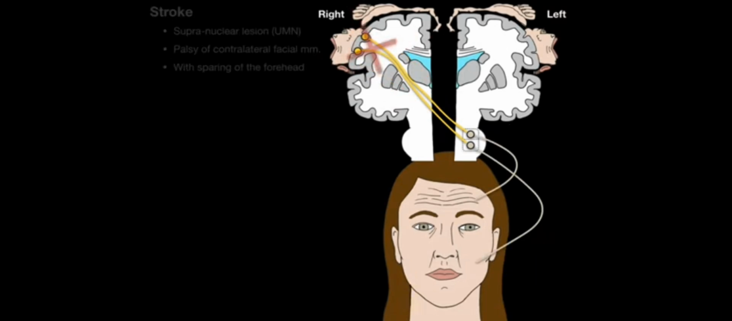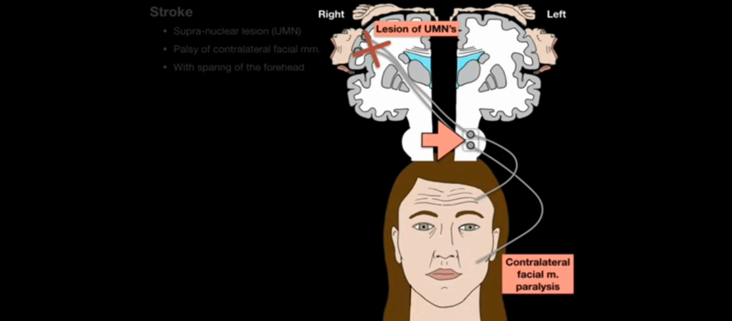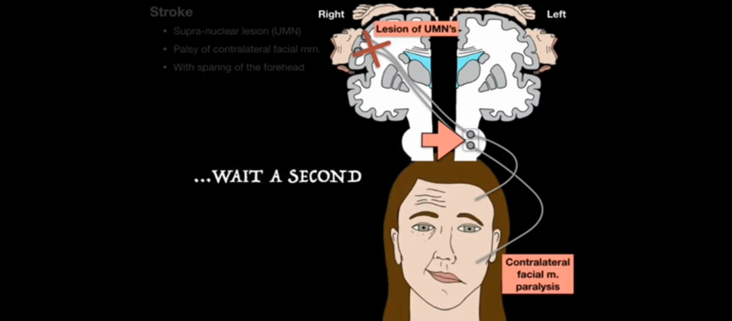So there is a lesion. There's a lesion of upper motor neurons on the right side. And as a result, the lower motor neurons of the facial nerve on the left side do not receive innervation, which results in contralateral facial muscle paralysis like this. But wait a Star Trek second here.